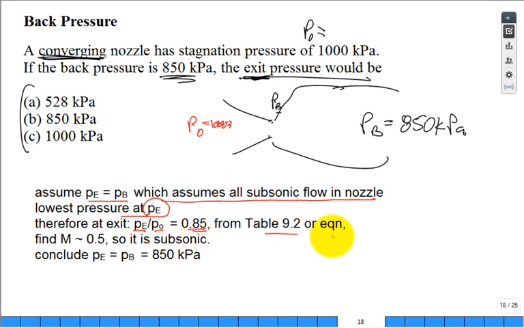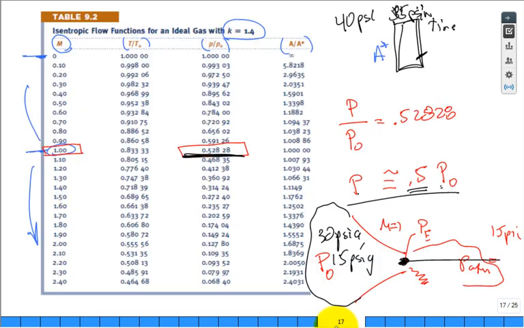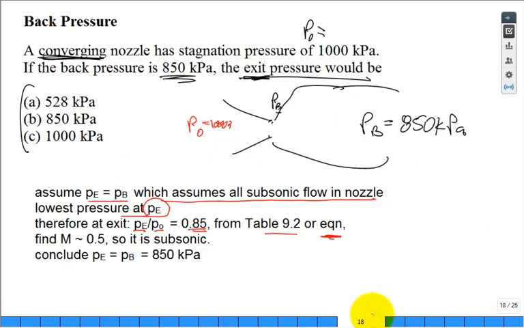We go to our table or our equation, either one. Let's come over here to our table. It's a little easier to see. And where is our P exit over P naught of 0.85? Somewhere in this vicinity. So you're somewhere at a Mach number of? Or you can look at the equation and make the same observation. You find the Mach number is around half, so it's coming out of that nozzle subsonically. Guess what? We conclude that the back pressure is the exit pressure. I know it's kind of silly. You assume and then you conclude you agree with your original assumption.